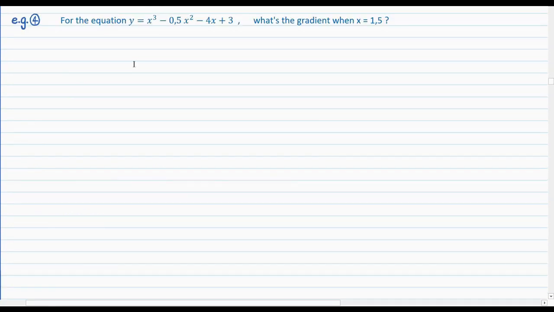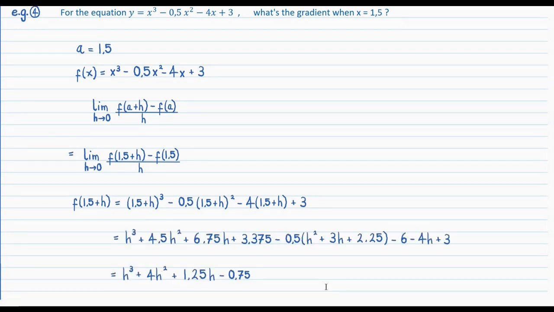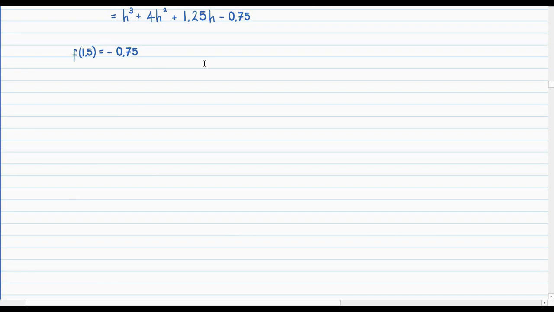For the equation y equals x cubed minus 0,5x squared minus 4x plus 3, what's the gradient when x equals 1,5? So a would equal 1,5 and f of x equals this equation. Then sub a into the gradient equation. f of 1,5 plus h would be, and when you expand all the bracket terms and simplify everything, you end up with h cubed plus 4h squared plus 1,25h minus 0,75. And f of 1,5 is minus 0,75. So sub these all into the gradient equation, then the minus 0,75s will cancel off, leaving just these various h terms.